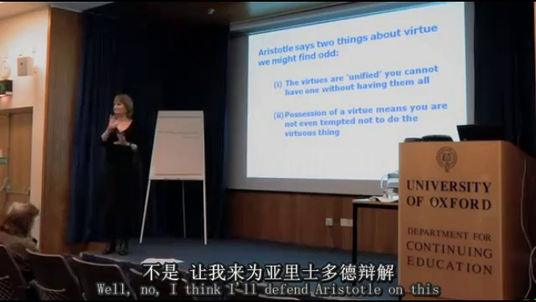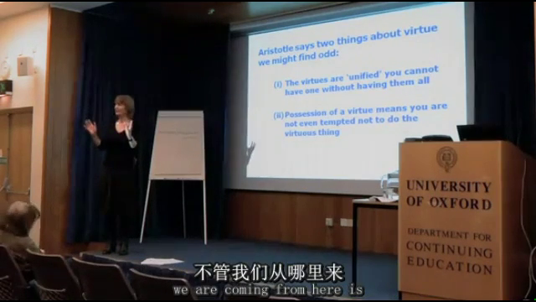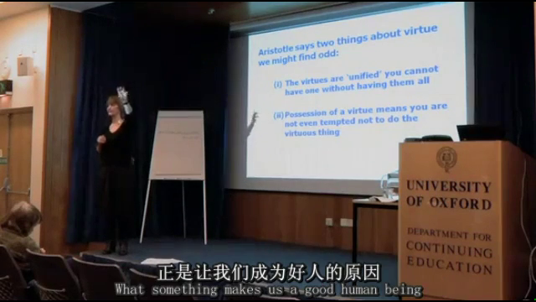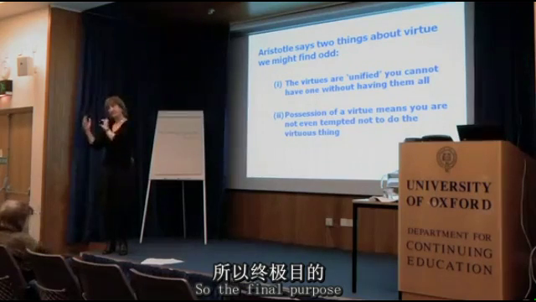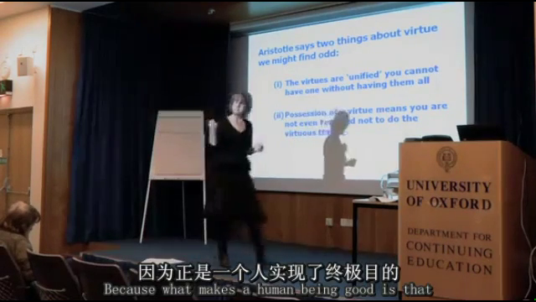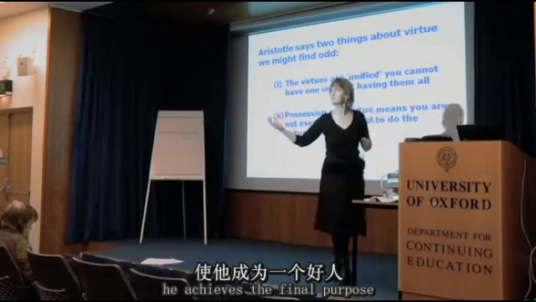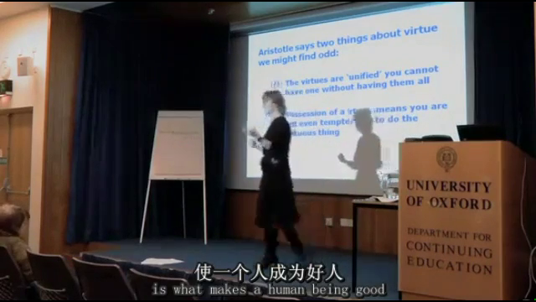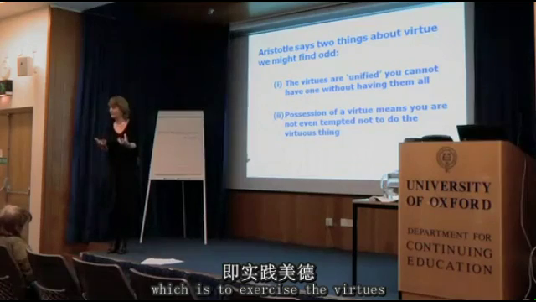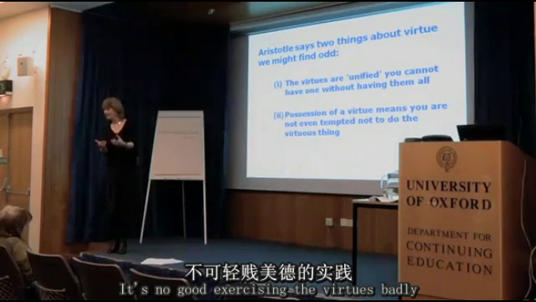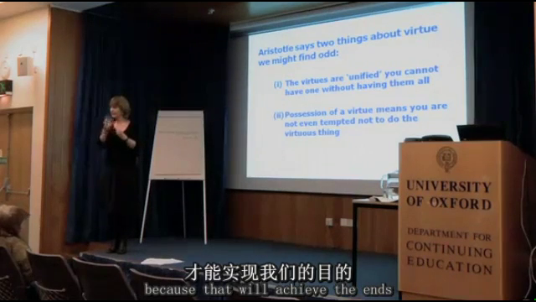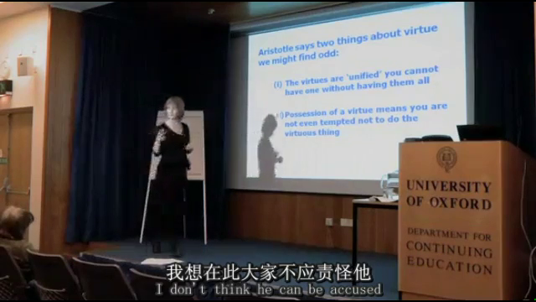Well, no, I think I'll defend Aristotle on this, because don't forget where we're coming from here is that there is a final purpose. Human beings have a final purpose in life, a final cause, something that makes us a good human being. So the final purpose and the good of a human being are inextricably linked. Because what makes a human being good is that he achieves the final purpose. And if, in order to achieve that final purpose, we've got to fulfill our function, which is to exercise the virtues, it's no good exercising the virtues badly, because that's not going to achieve our end. We've got to achieve the virtues excellently, because that will achieve the ends. Do you see what I mean? I don't think he can be accused of arguing in a circle here.